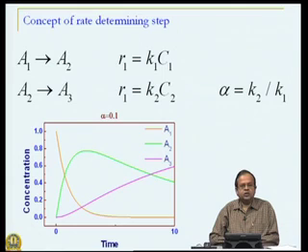Let us consider this same example of A1 going to A2 going to A3 and illustrate another concept which is often used when we try to analyze complex reactions, and this is the concept of rate determining step. What is this concept? This concept is very simple. We experience this all the time.